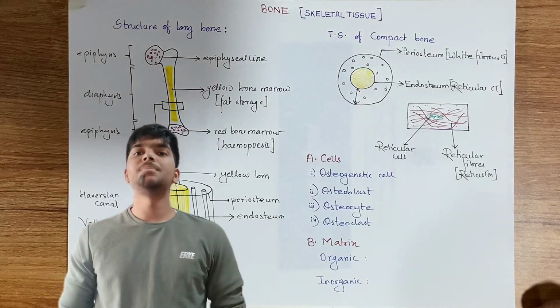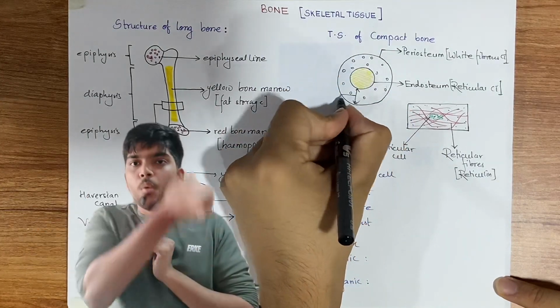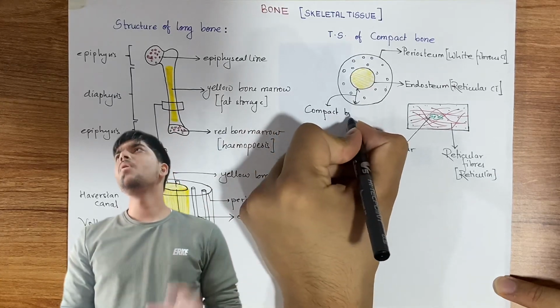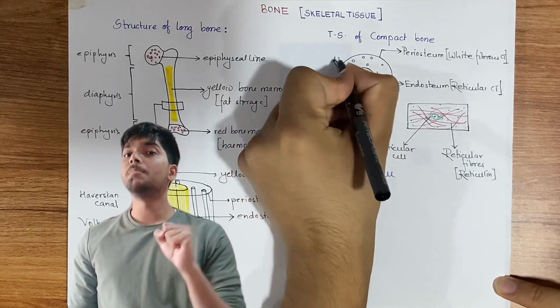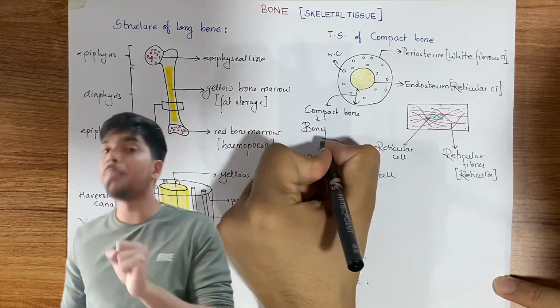In between this periosteum and endoosteum is your compact bone, where you can see the pores of Haversian canals. Now, compact bone is a type of bony tissue. Under bony tissue, we have to see compact bone and spongy bone.